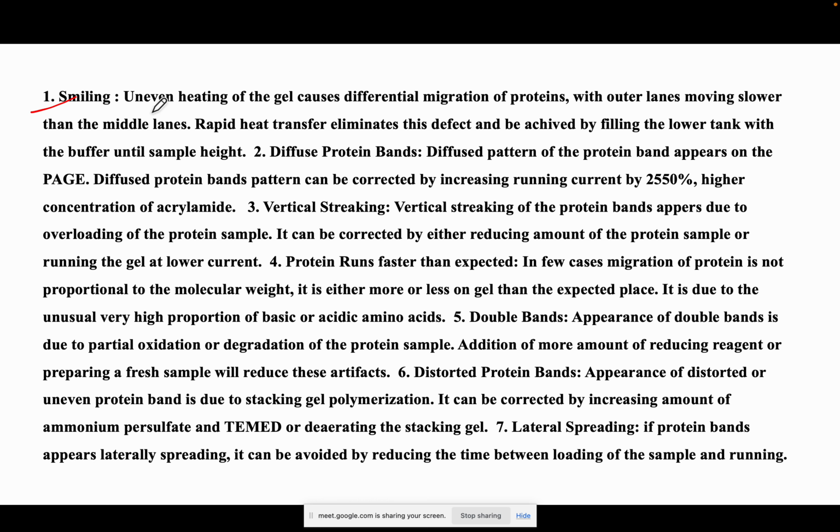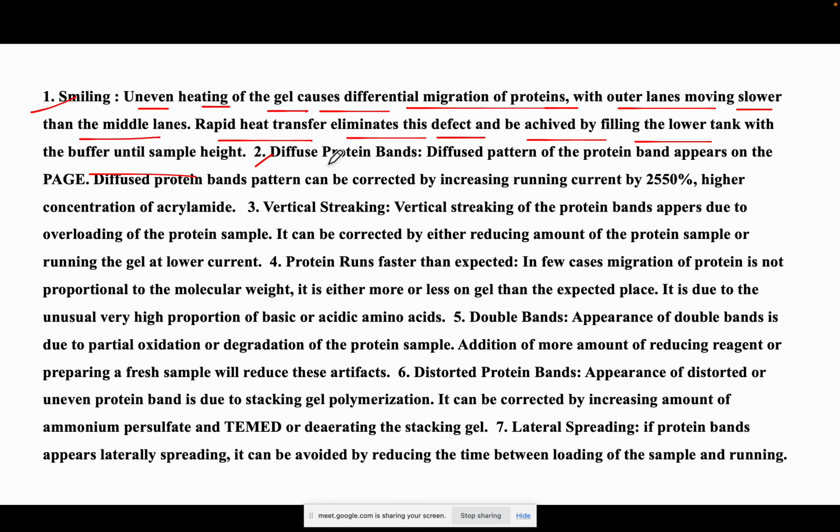Smiling gel: uneven heating of the gel causes differential migration of proteins, with outer lanes moving slower than the median lanes. Rapid heat transfer eliminates this defect and can be achieved by filling the lower tank with buffer until the sample height. Until your sample is there, you have to fill the lower tank completely, so that proper heat transfer happens throughout the lanes. In this case smiling can happen, and you have to do this proper filling so that you can eliminate this effect.